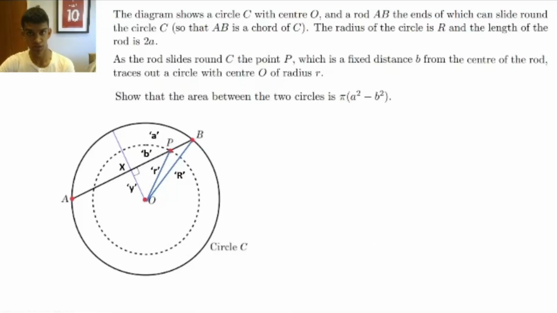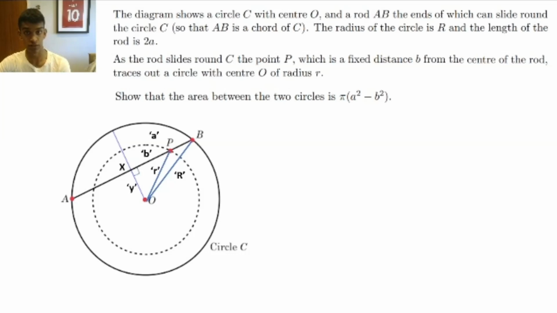The diagram shows a circle C with centre O and a rod AB, the ends of which can slide around the circle C, so that AB remains a chord of C. The radius of the circle is R and the length of the rod is 2A.